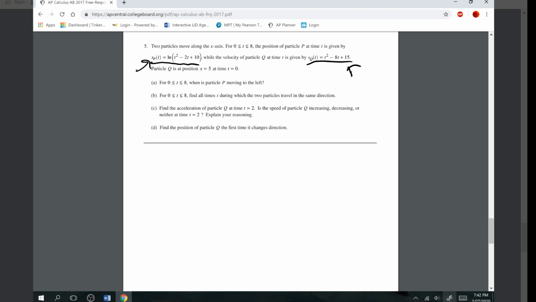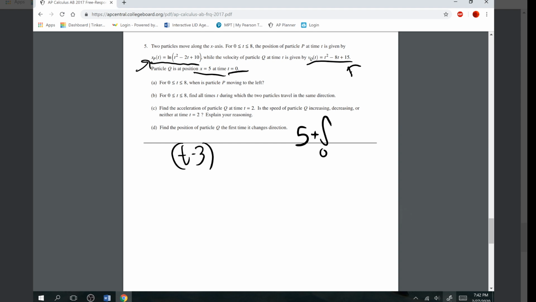Okay, I didn't do D, which says find the position of the particle Q the first time it changes direction. So all you have to do for this is use this initial condition, which is at t equals 0. My thing started at 5, so I got to start with 5. And then I got to integrate from here until the first time it changed direction. Oh no, I got rid of all my work. Feels bad. So what was this?